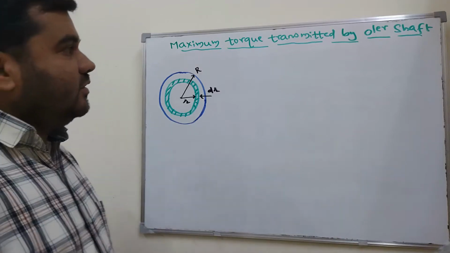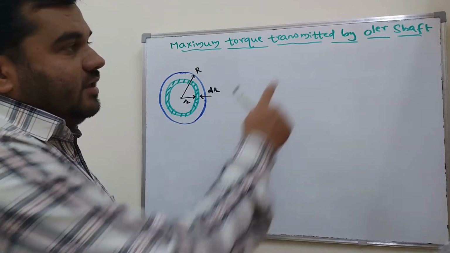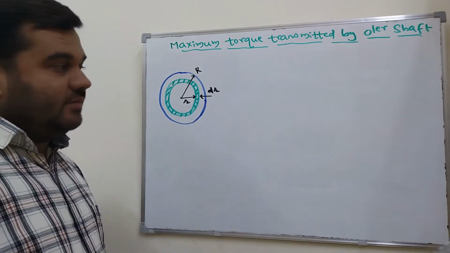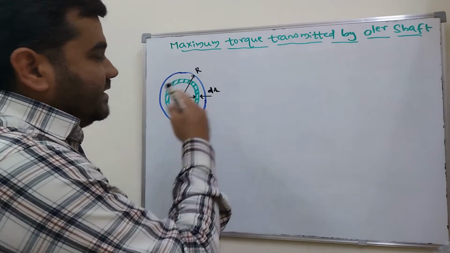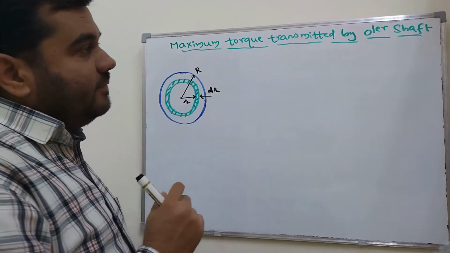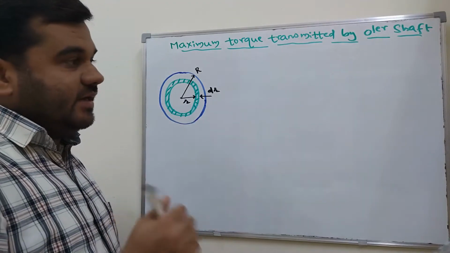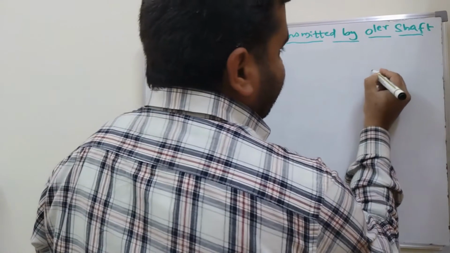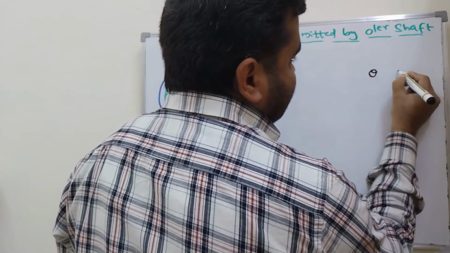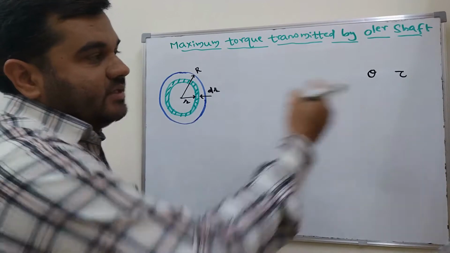In this video, we will derive the equation for the torque transmitted by the circular shaft here. Okay, so we are discussing the circular shaft. In the previous video, we derived the relation between the angle of twist and the shear stress, right? The angle of twist is denoted by theta and shear stress is denoted by tau here. We derived the relation between these two.